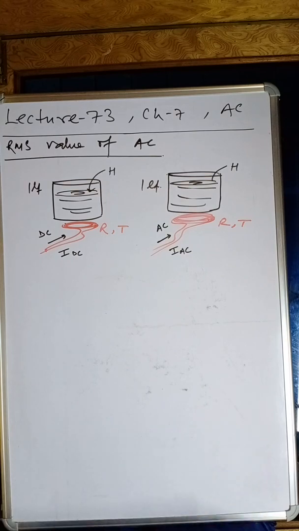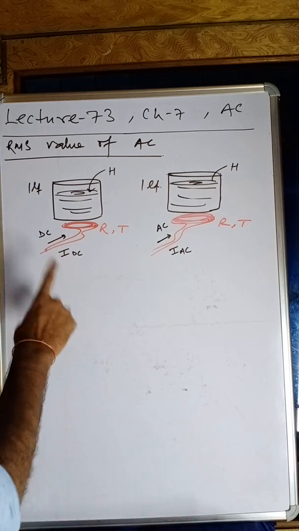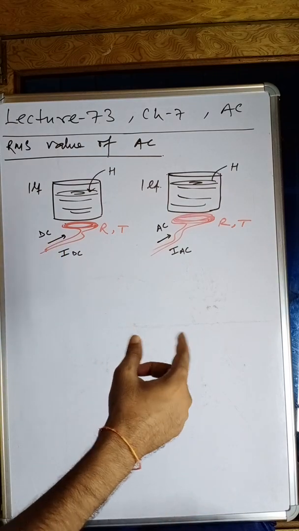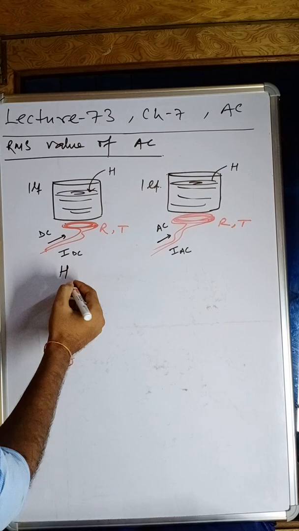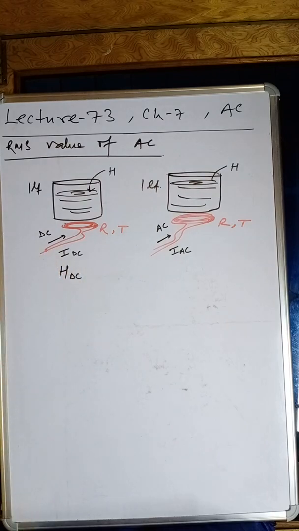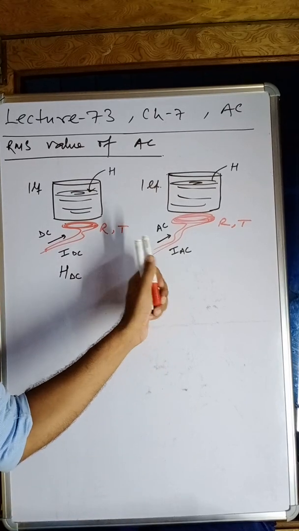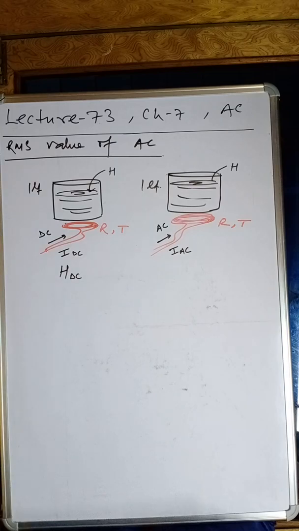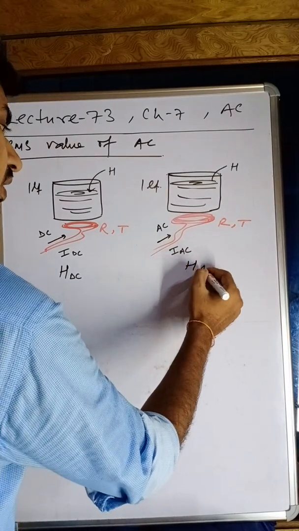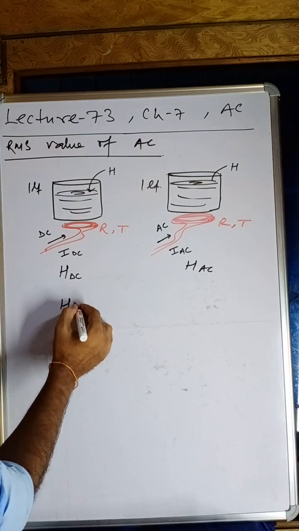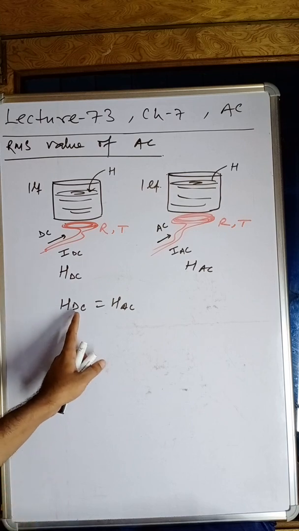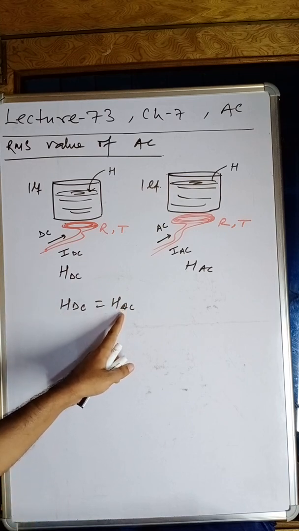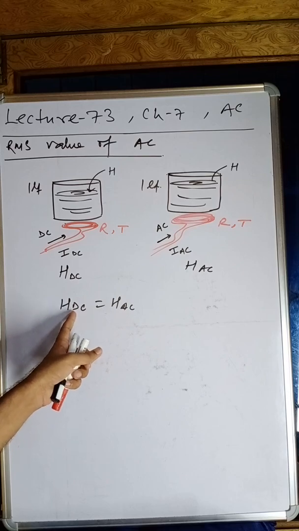The RMS value of current is that value of DC which produces the same amount of heat through the same resistor in the same time as the AC does. If H DC equals H AC, then the current which produces the same heat as AC is known as the RMS value of current.